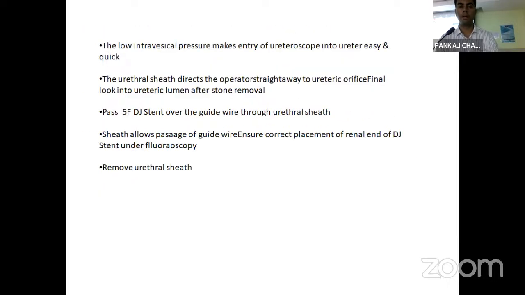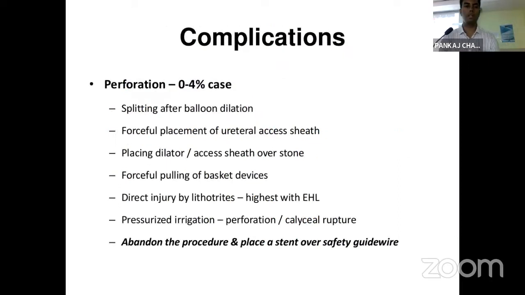Now, the complication of ureteroscopy, perforation, which is seen in 0 to 4% of cases. It is due to splitting after balloon dilatation, forceful placement of the ureteral access sheath, placing the dilator or access sheath over a stone, forceful pulling of basket devices, and direct injury by the lithotripters. It is highest with the electrohydraulic lithotripter. Pressurized irrigation can cause perforation and calyceal rupture. If there is a rupture or perforation, abandon the procedure, and a stent is placed over a safety guide wire.